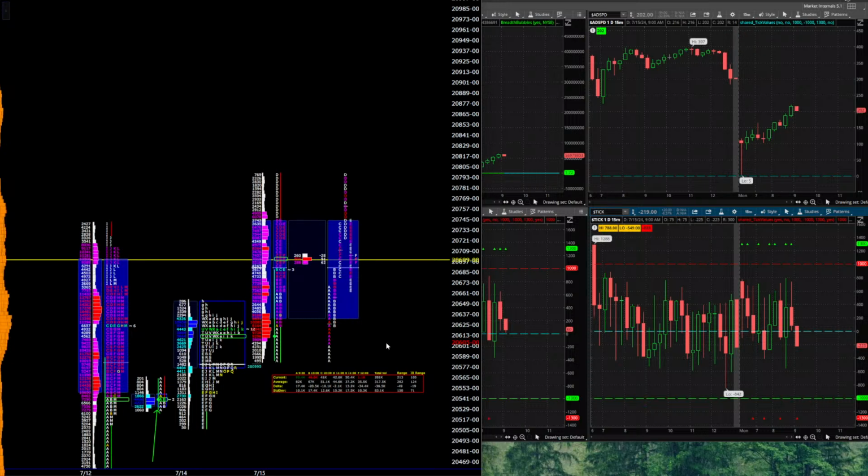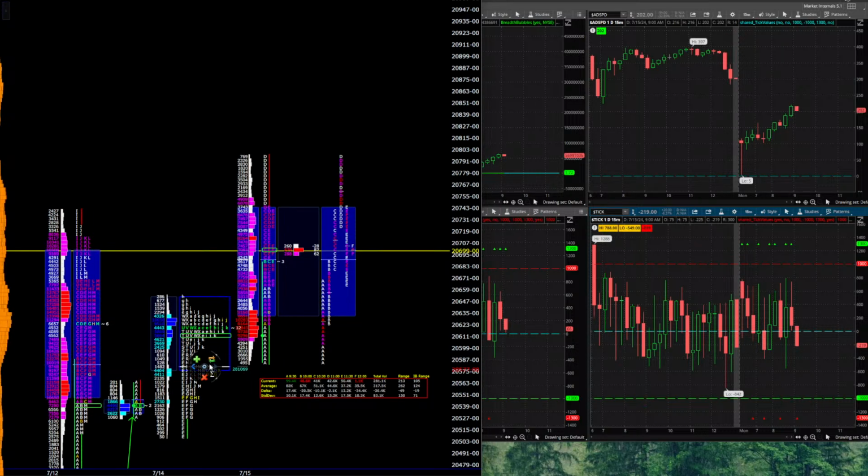That is so funny. This morning I was more neutral on the ES, bullish on the Q. Now I'm more bullish on the ES, neutral on the Q.